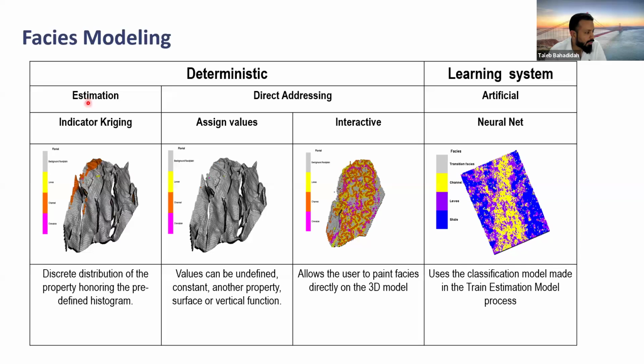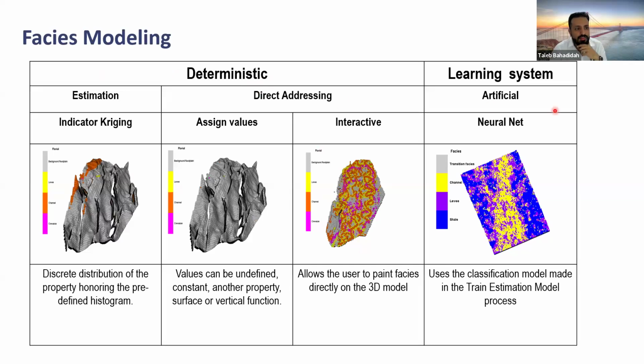And it is a kind of discrete distribution, a property honoring the predefined histogram. And this is giving you one result. In the direct assigning, you assign a value, or interactive. Assigning a value, for example, in the model you know that this layer is shale, so you assign one value. Interactive, you can manually use your paint facies to directly draw your facies. And all of these tools lie under the deterministic method.